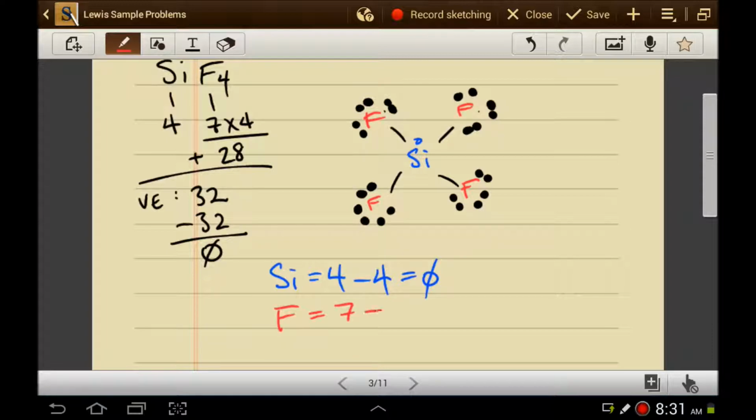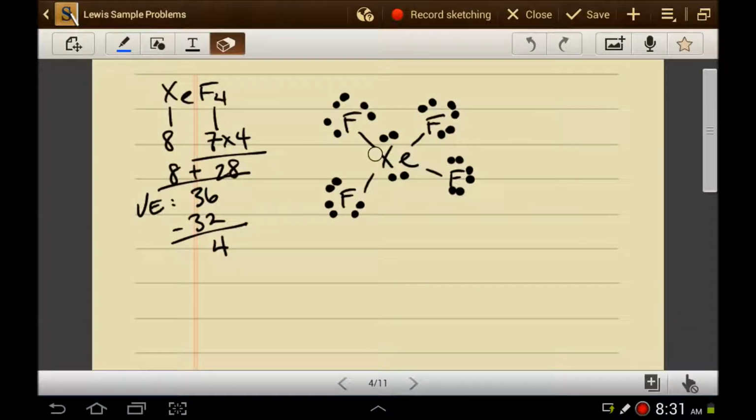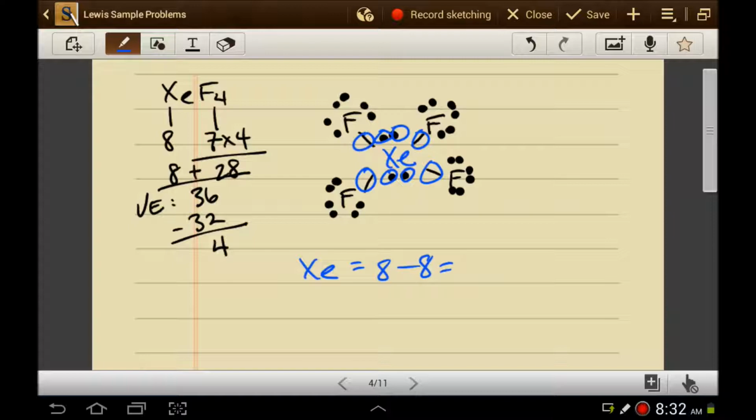Fluorine has 7 valence electrons. This fluorine feels like it owns 1, 2, 3, 4, 5, 6, 7 for a formal charge of 0. So 0, 0, 0, 0. Let's calculate the formal charge for the xenon. Xenon has 8 valence electrons, and this particular xenon feels like it owns 1, 2, 3, 4, 5, 6, 7, 8. This one feels like it owns 8 valence electrons for a total of 0. So the formal charge on that xenon is 0.